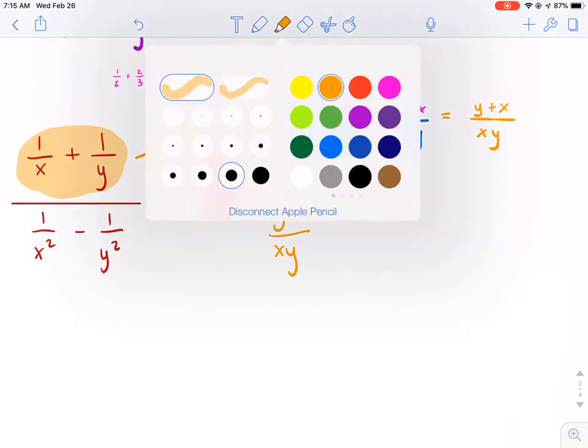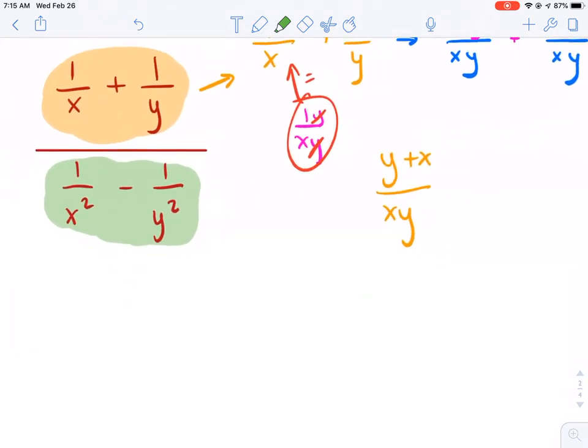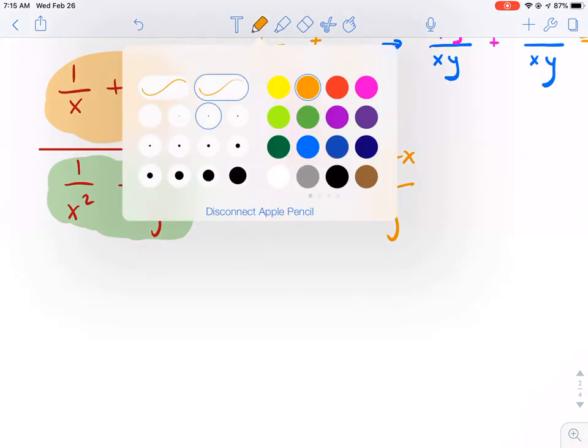Now, let's go do the same thing with the bottom. As you recognize here in the bottom, we have 2 fractions. We want it to be 1 simplified, so let's go to work on this one.